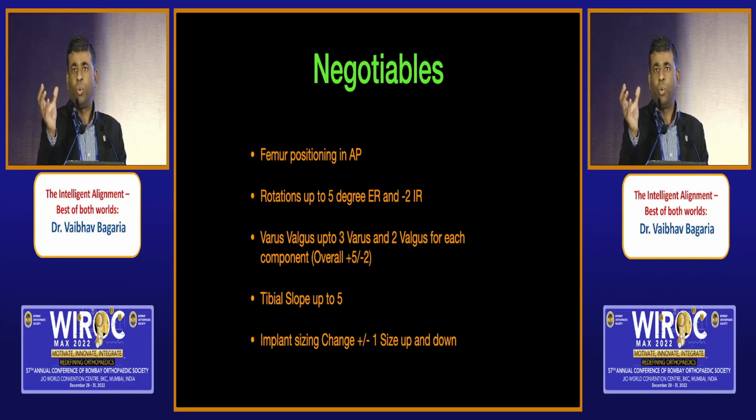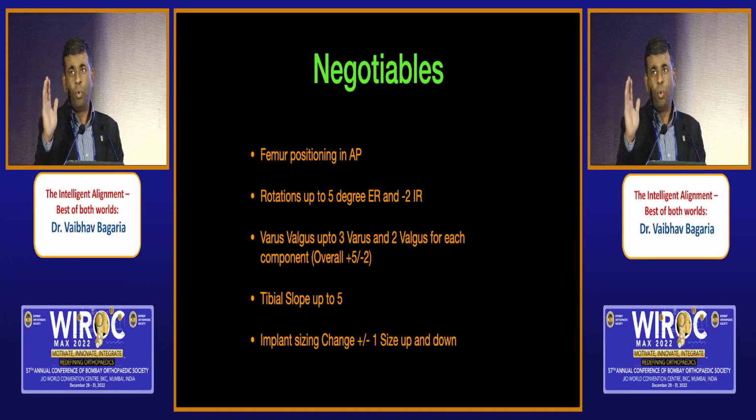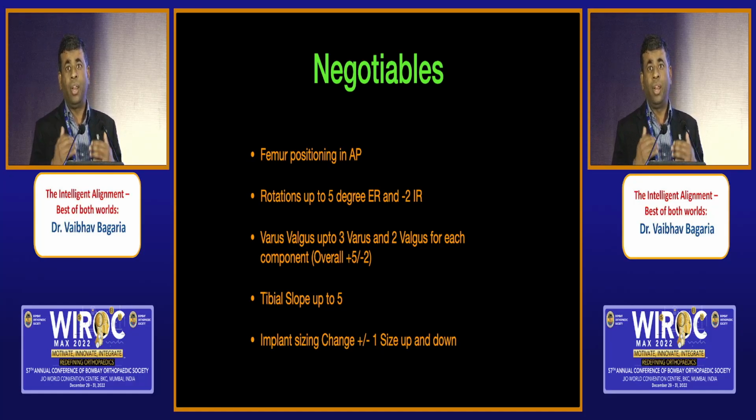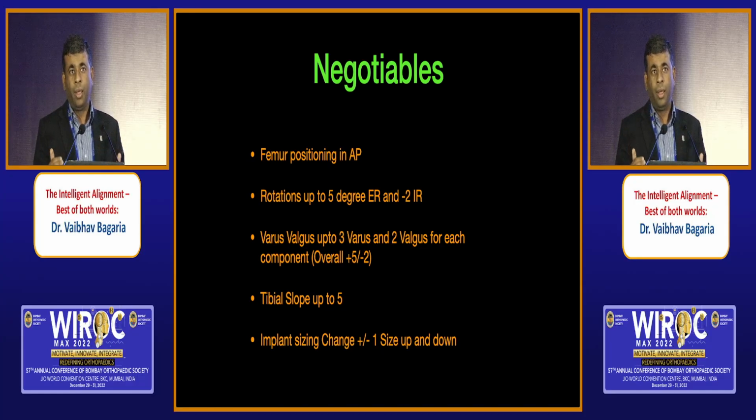I can change my rotation up to 5 degrees of external rotation instead of 3, and 2 degrees of internal rotation. I can give varus valgus in each component up to 3 degrees, but not more than 5 degrees in total. Most of them are less than 3 degrees. And I can change, as Dr. Gurpal said, tibial slope up to 5 degrees. And most importantly, I can change my implant one size up or down. So between the negotiable and non-negotiable, I still have 300 permutation combinations to play with. And that's what is intelligent alignment, my friends.